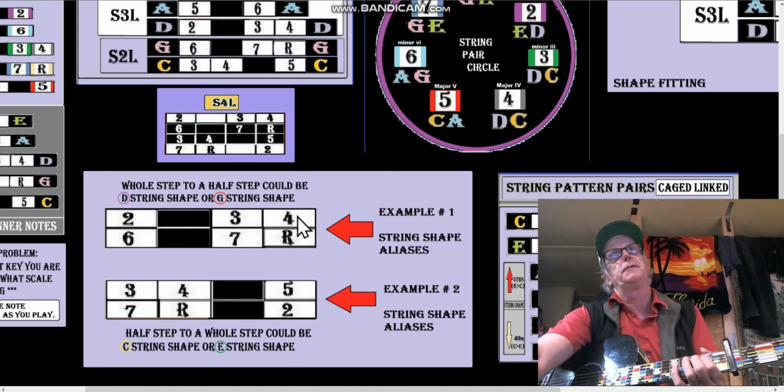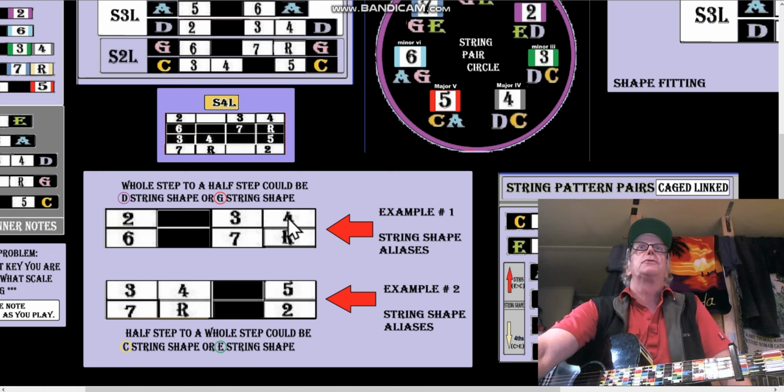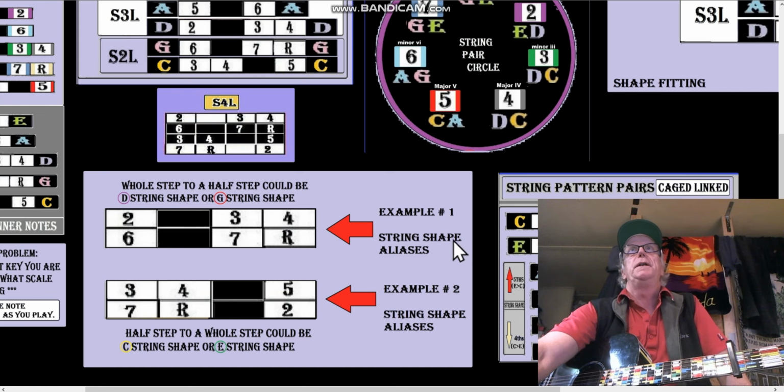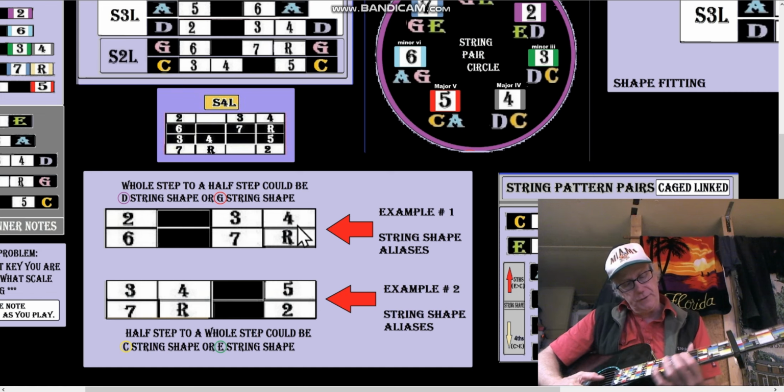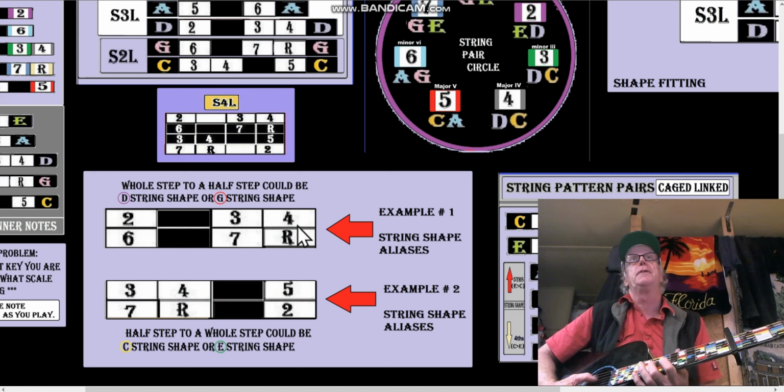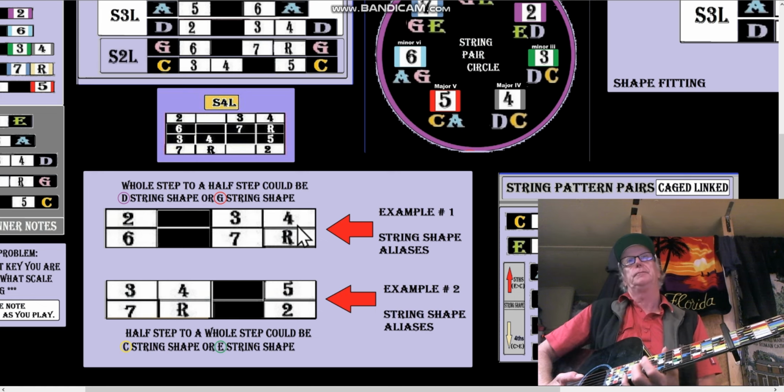A whole step to a half step, we'll find out. So the 2, 3, 4 is the D string shape, and the 6, 7 root is the G shape string. That's example 1, string shape alias. Example 2. There's only 2 string shape aliases right there. So that's what's going on. So let's say we start on the 6th up here, 6, 7 root. Okay, if I know it's 6, 7 root, then what is root? Root is C.